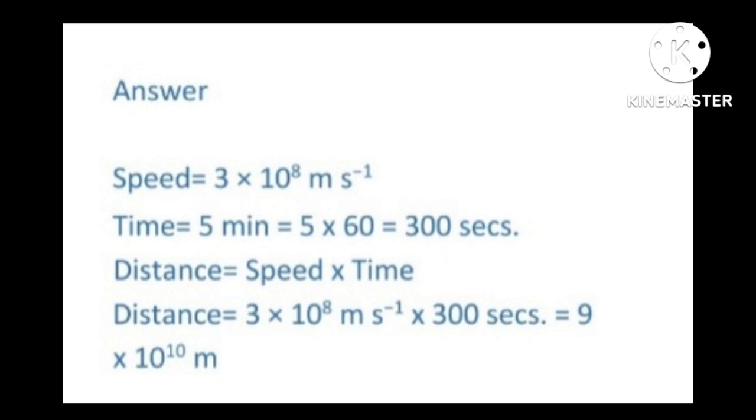Now we can substitute the values. Distance will be equal to speed into time. Speed is given as 3 into 10 raised to 8 meter per second and time is 300 seconds. So we can just multiply, that is 3 into 10 raised to 8 into 300, which is equal to 9 into 10 raised to 10 meter. So that is the distance. Hope it is clear to you. So first of all, you write the correct units, then only you will get the proper answer, and don't forget to write the unit for the last answer also. Okay.